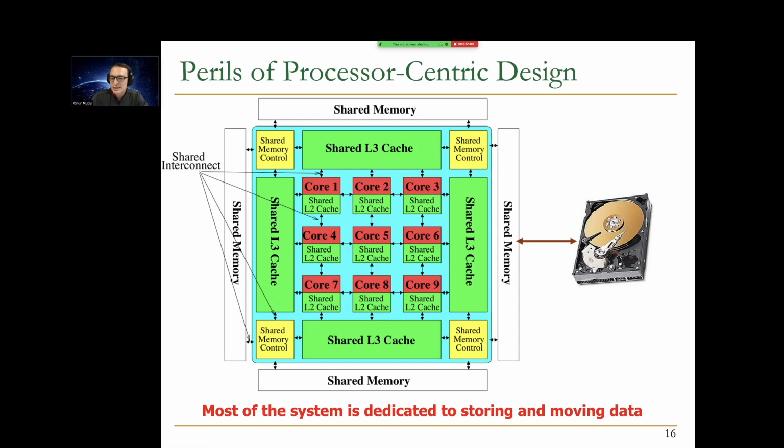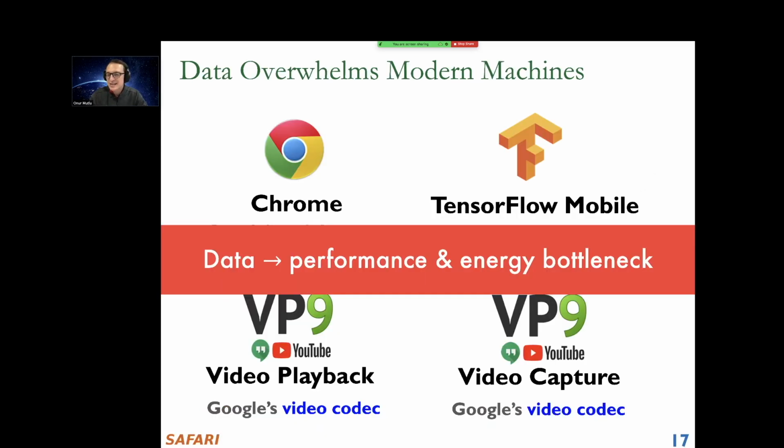So we're calling these systems computing systems, but maybe we should really be calling them storage and data movement systems. This comes because we made some choices in terms of processor centricity in these designs. And this talk is about how to maybe fix those choices going into the future. As a result of this processor-centric design paradigm, data is overwhelming our machines.